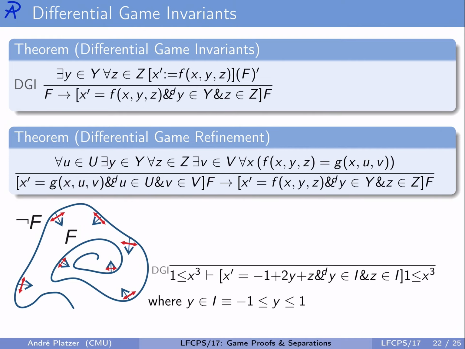But one step at a time. First, let's look at differential game invariance in action. For example, if x cubed is greater or equal to 1, then along the strength game, Demon has a winning strategy to make sure x cubed is greater or equal to 1, where the differential game follows x prime equals -1 plus 2y plus z, where both y and z are chosen from the interval between -1 and 1. But Demon's y is a little bit stronger.